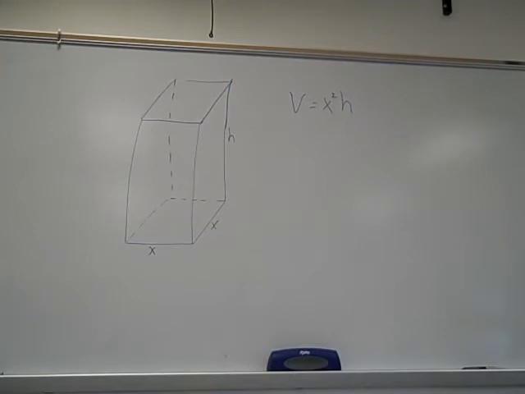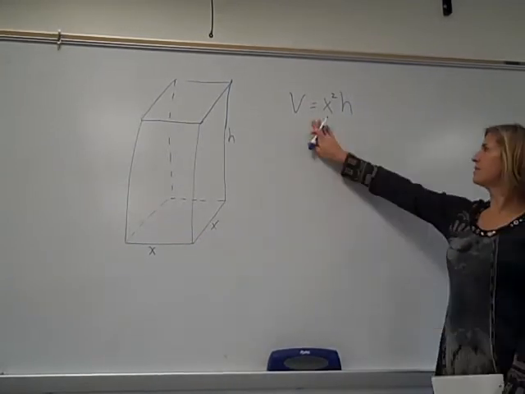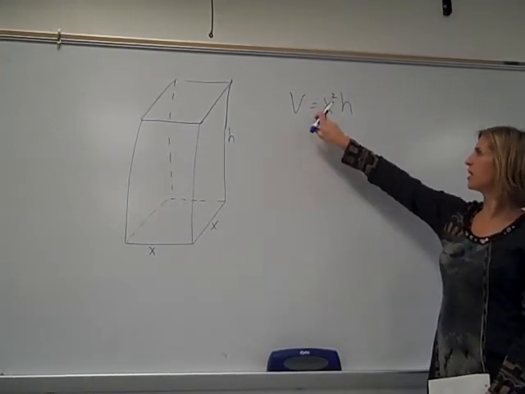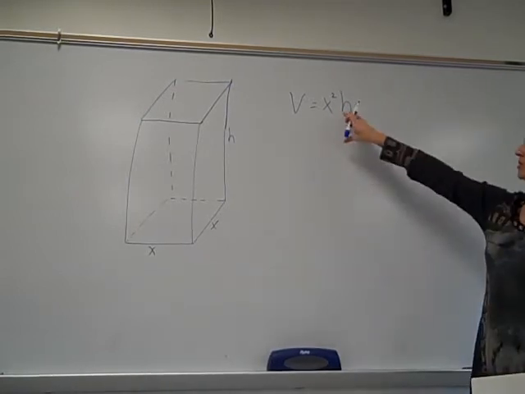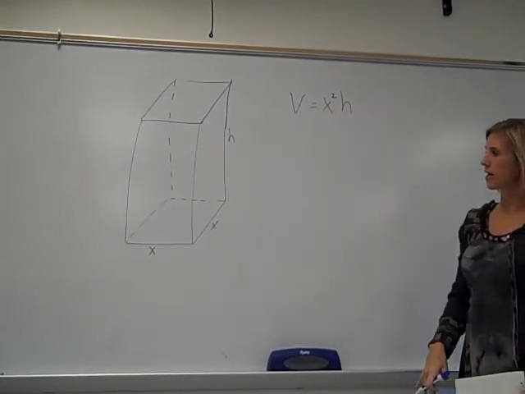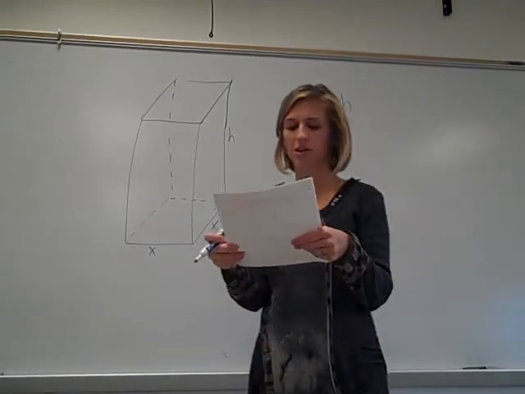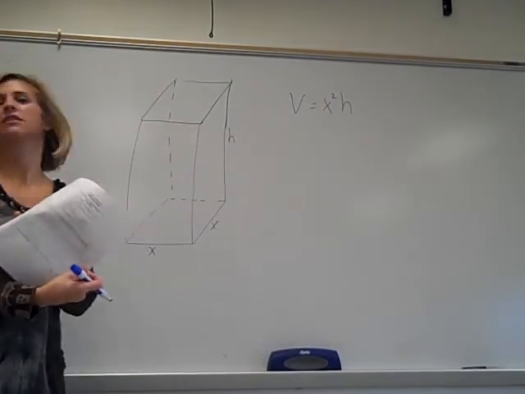Step 3, get down to 2 variables. I'm going to be taking a derivative, but before I do, I don't want an x and an h. It's going to screw me up. So I'm always going to replace one of these with respect to the other one. There's always another piece of information. What is it? Surface area.